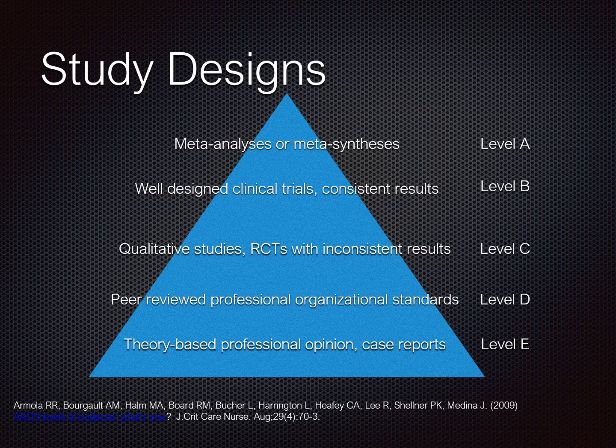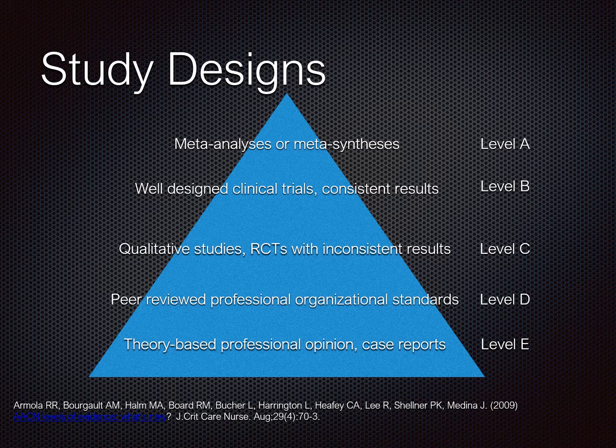So this pyramid represents one way in which we can assess levels of evidence. And again, there are many ways that we can assess levels of evidence in terms of the study design. This ranges from level A to level E in terms of rigor or the gold standard. Level A is a meta-analysis or meta-synthesis. What that means is it's a compilation or a synthesis of multiple studies, usually randomized controlled trials. And for a meta-analysis, we get an effect size, so a size of the effect of that given intervention upon a particular outcome.